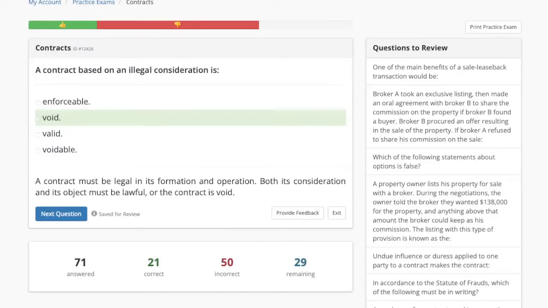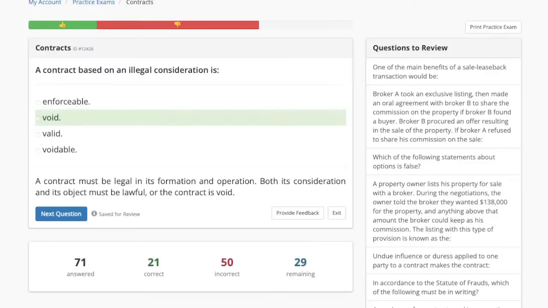What is a void contract? A void contract is one that's missing one of those elements.